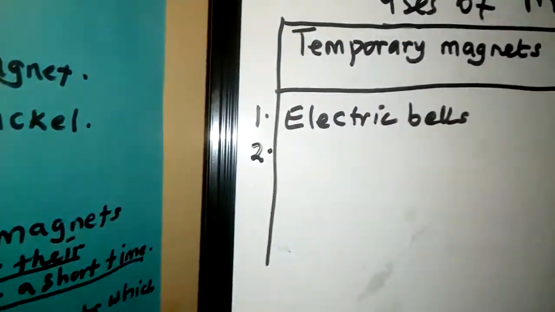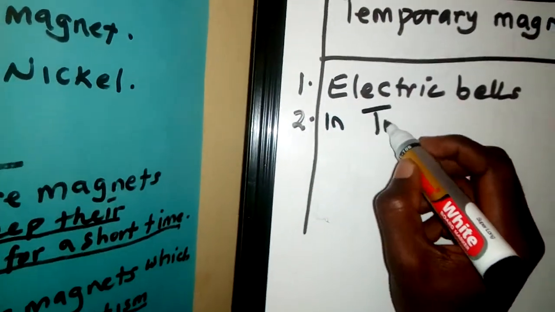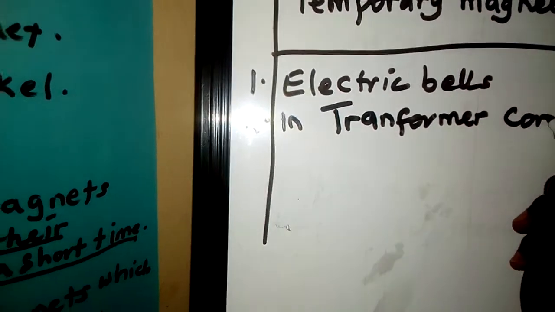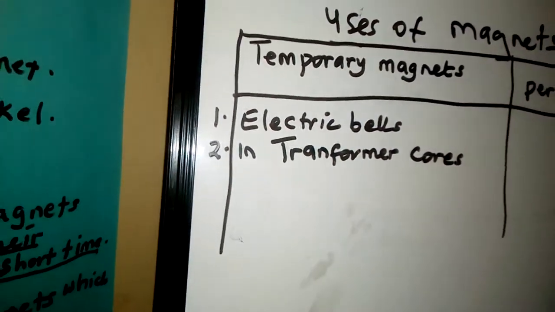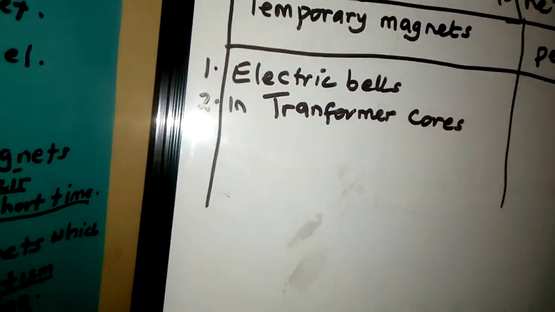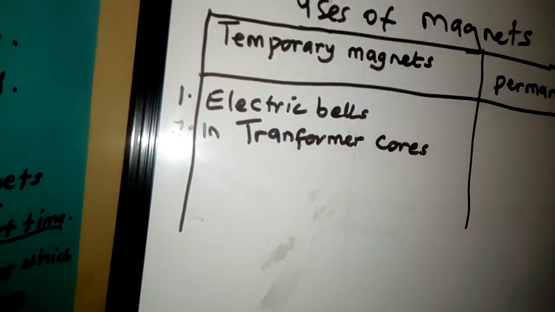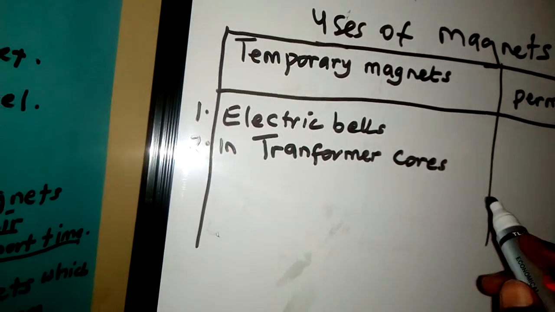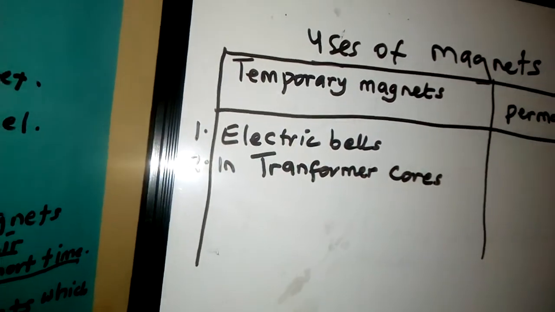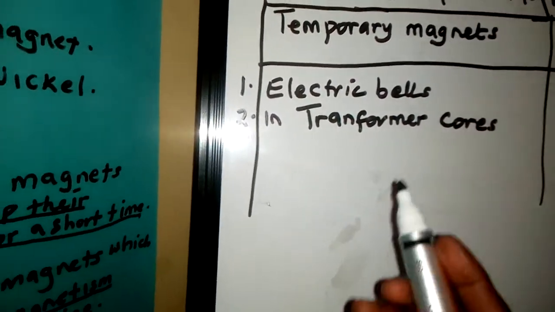Another use of a temporary magnet is in transformer cores. As long as you have electricity in your home, there should be a transformer near you that is supplying you with that current, managing the current around your area. Now, the cores of a transformer need temporary magnets. They need magnetism for a short time. We shall talk about transformers later.